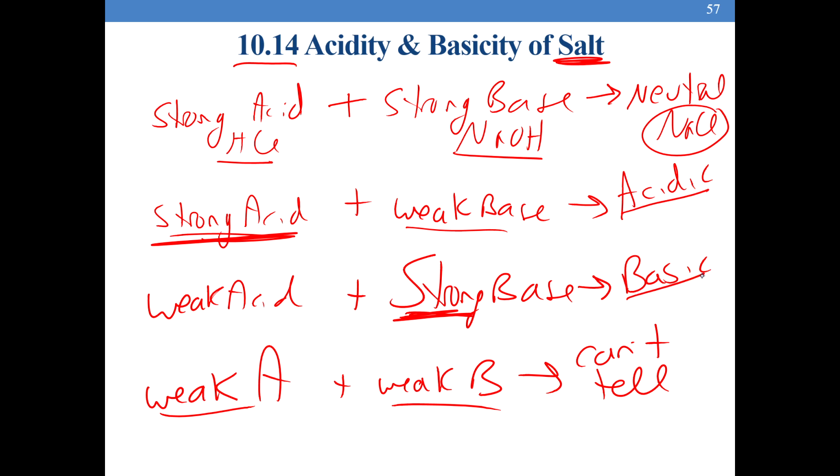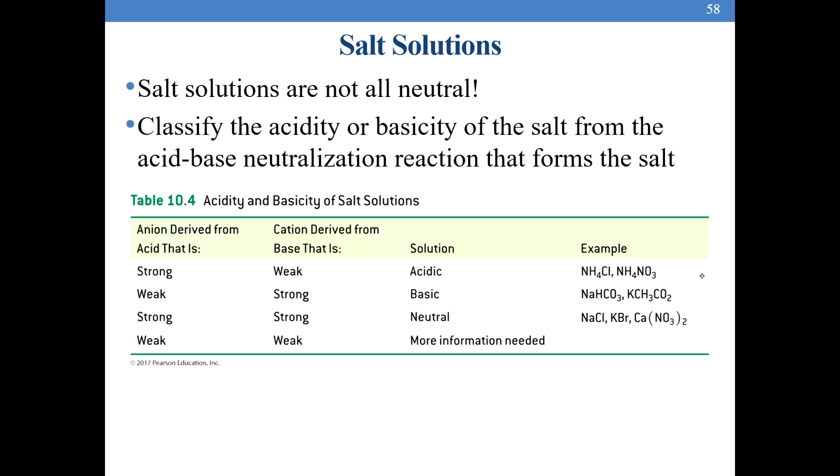So what I'm going to show you is the table from your book, and that goes through these same combinations, okay, and it gives you examples, okay? So if you see, we have an anion derived from an acid that is strong. So a strong acid, do the example, HCl. What is the anion from that? Cl negative, okay? And a base that is weak, the solution will be acidic, okay? That was like the example I gave. The strong acid and the weak base produces an acidic solution.